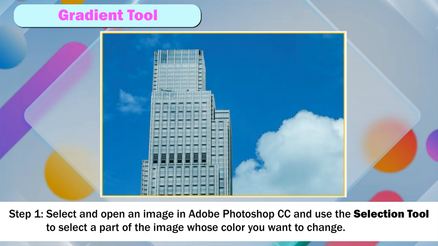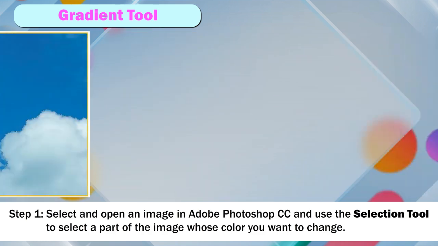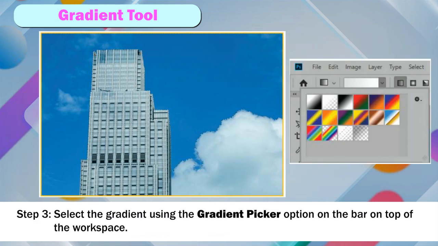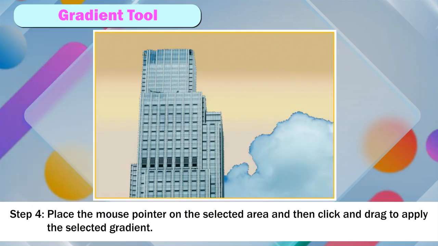Step 1. Select and open an image in Adobe Photoshop CC and use the selection tool to select a part of the image whose color you want to change. Step 2. Select the gradient tool from the Tools panel. Step 3. Select the gradient using the gradient picker option on the bar on top of the workspace. Step 4. Place the mouse pointer on the selected area and then click and drag to apply the selected gradient.